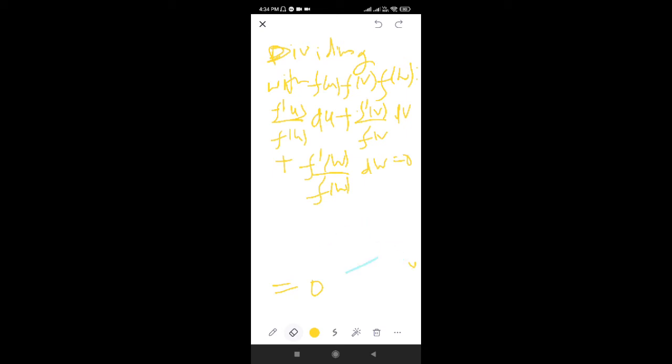Now we got this equation: f prime of u by fu du, plus f prime of v by fv dv, plus f prime of w by fw dw is equal to 0. You leave it, you call this as 1 or something like that. I already told you that c square is u square plus v square plus w square. Now you try to differentiate this.